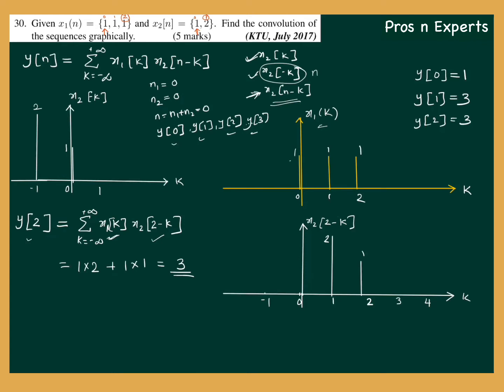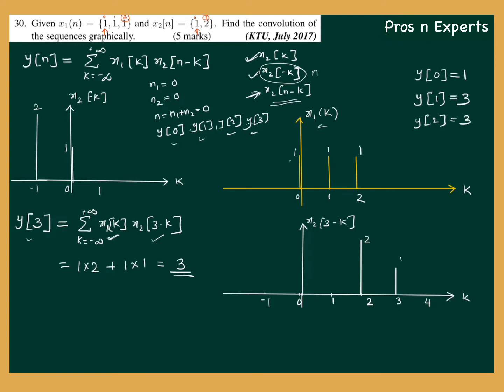Okay, is there any more sample to find? Yes, of course, the last final sample, which is y of 3. How will you find out y of 3? y of 3 can be found out by making necessary changes in the parent equation. So y of 3 will be sigma x1 of k into x2 of 3 minus k. And how will you evaluate or plot x2 of 3 minus k? You shift x2 of minus k 3 units to the right. Okay, this is x2 of 3 minus k. As you can see, this is x2 of minus k shifted 3 units to the right side.